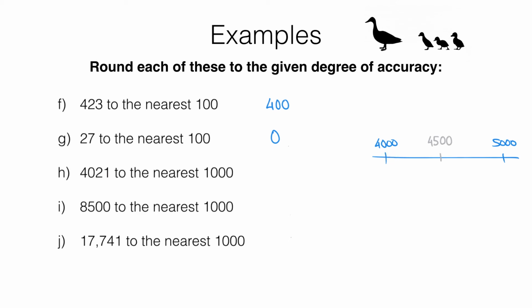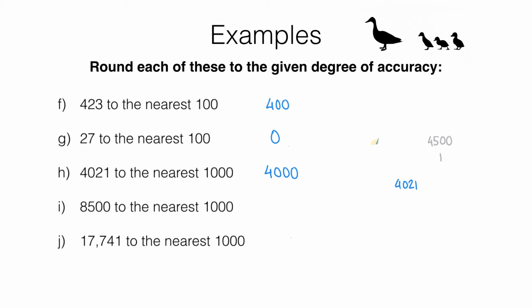Now, 4021 is actually very close to 4000. It's over here. It's definitely less than 4500. So, which is closer out of 4000 and 5000 to our original number? Well, that's 4000. So 4021 to the nearest 1000 is just 4000.